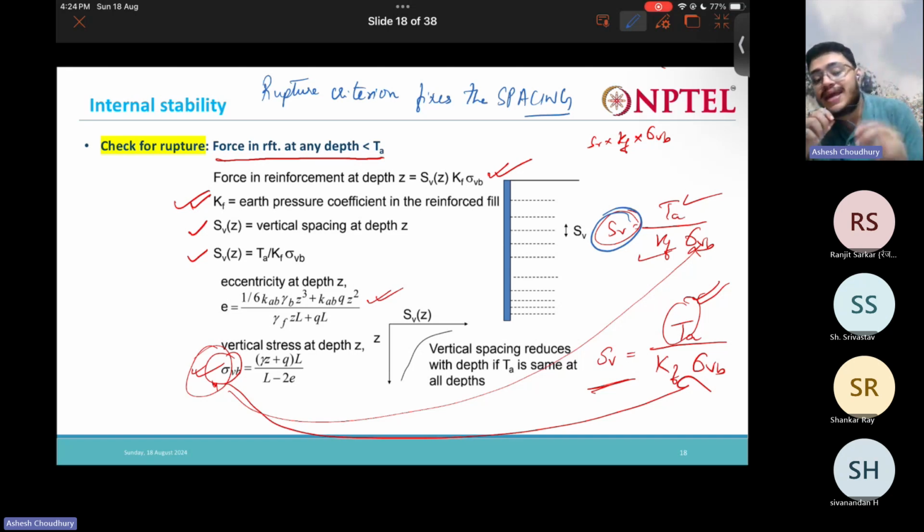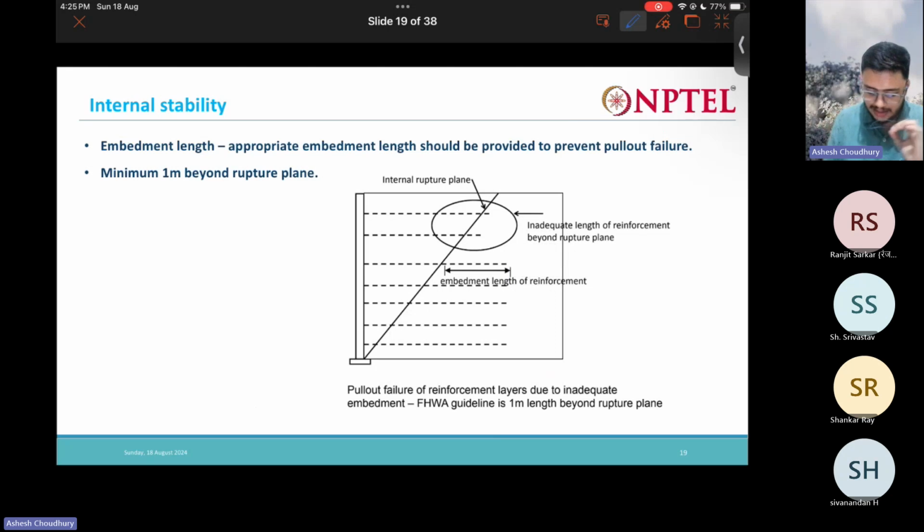Now next is the pull out criteria, right? Now what does your intuition say? What will the pull-out criteria fix? So rupture criteria fixes the spacing. You saw here the spacing of the reinforcement is decided by the rupture criteria. Now what does the pull-out criteria fix? What do you think? Length of the reinforcement. Exactly, correct. Very good. The length of the reinforcement is fixed by the pull-out criteria. So appropriate embedment depth should be provided to prevent pull-out.